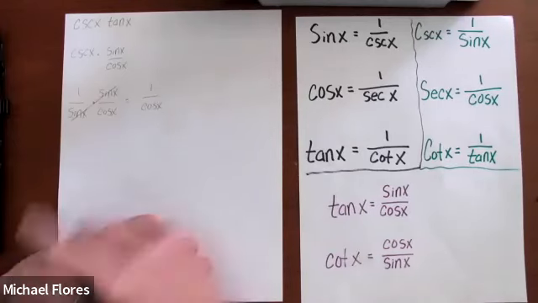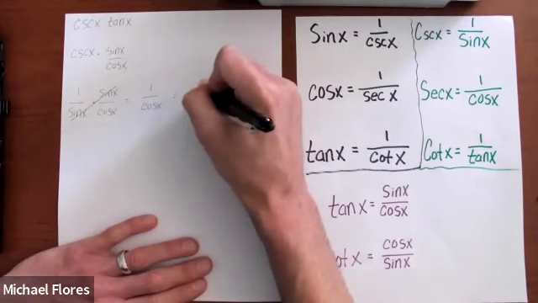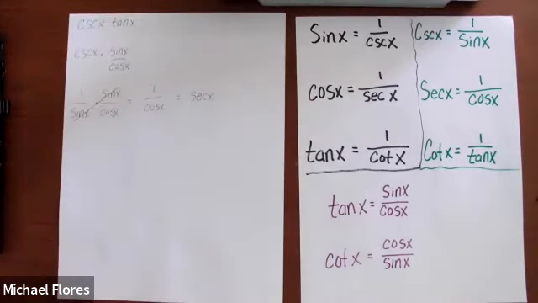We have 1 over cosine of x. That's the same thing as secant of x. It's reciprocal identity.